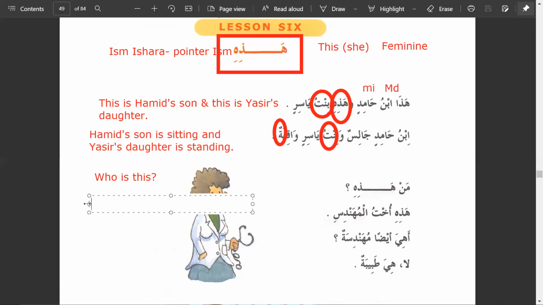هذه أخت المهندس. Hazihi ukhtul muhandisi. Do you know the meaning of ukhtu? Akhun is brother and ukhtu is sister. So Hazihi, this is... Muhandisi is engineer. Yeah, very good. Engineer's sister. So this is al-muhandisi, the engineer's sister.